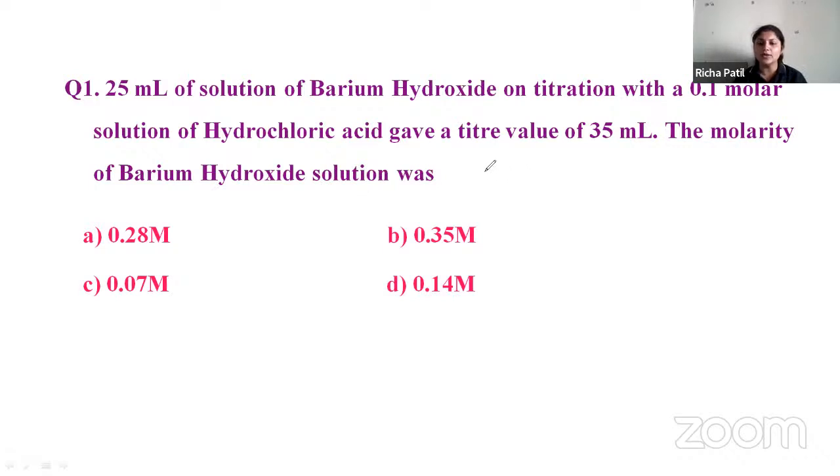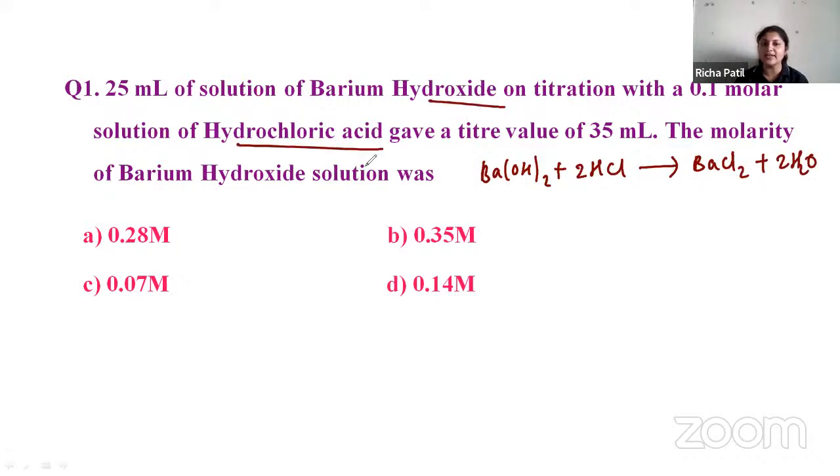Okay, so it is what? Barium hydroxide, right? Barium hydroxide is reacted with what? It is reacted with hydrochloric acid. So hydrochloric acid is what? HCl. So this gives you what? It gives you barium chloride plus H2O. So this is the reaction. Okay, barium hydroxide is titrated with hydrochloric acid. Now barium hydroxide you keep one side and one side you keep HCl.